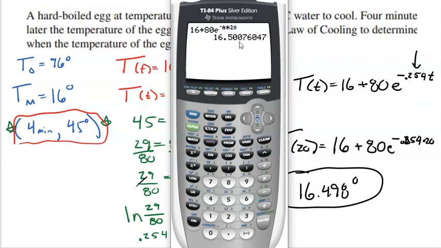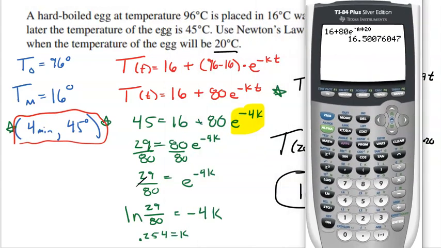So it is recommended that you store it. That way you don't use any rounding. But it is a number that you need to use again. So 3 decimals isn't the end of the world. But if you're looking for a really exact answer, it'd be 16.50 degrees. So it is getting closer and closer to the temperature of the room that we cooled.